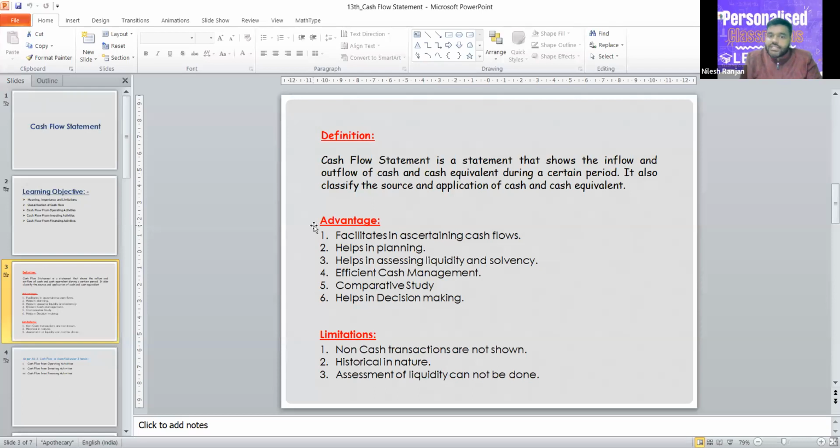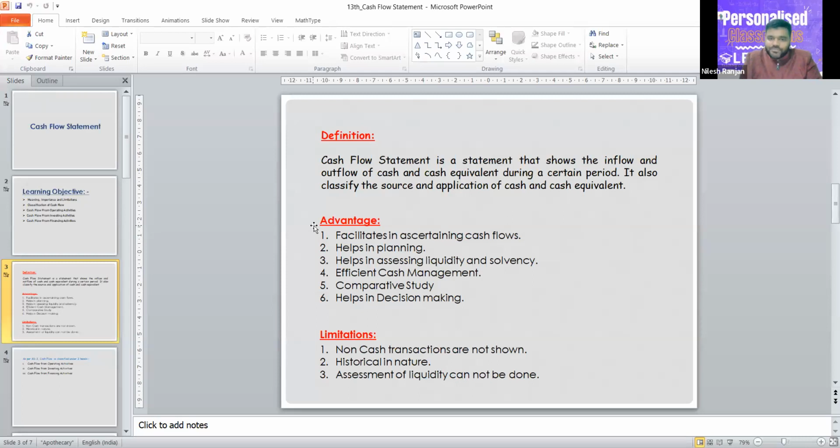Next is helps in assessing liquidity and solvency. Now we have completed our ratio chapter, so I think you know the liquidity and solvency concept. What is it? So liquidity is the ability of the business to convert their assets into cash and cash equivalents in a short period.